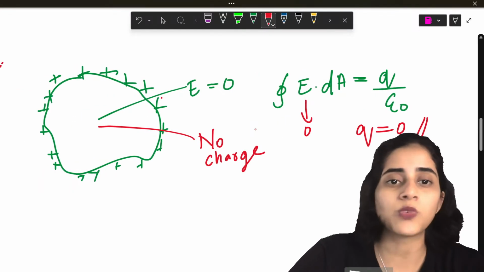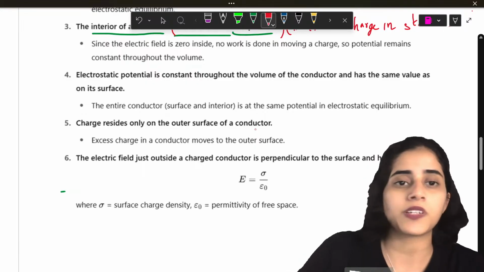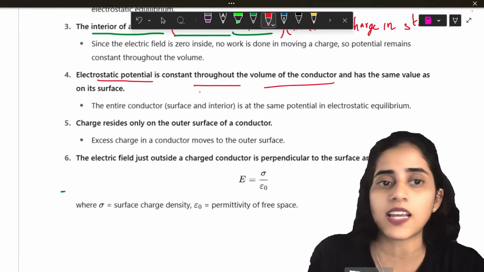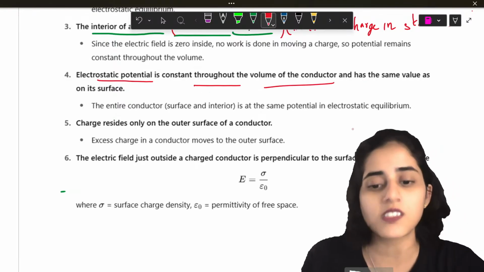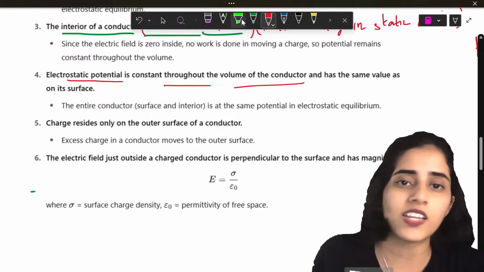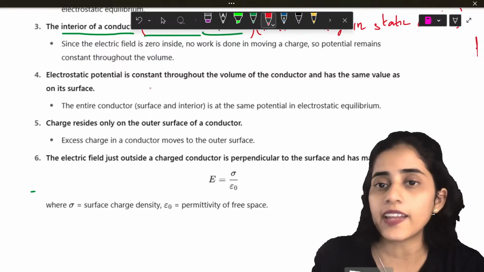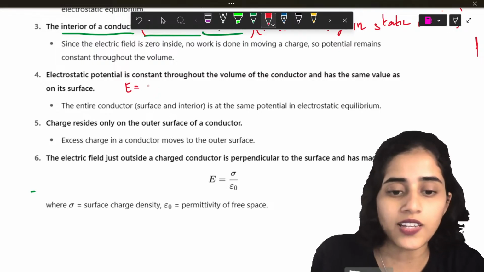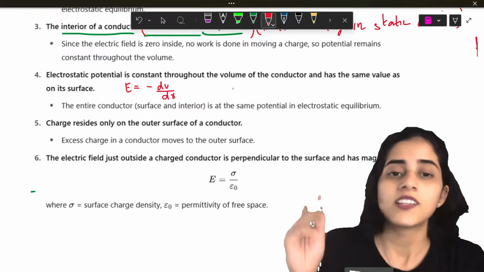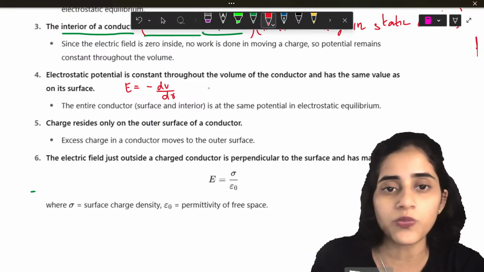Now let's move on to the next property. The next property is that electrostatic potential is constant throughout the volume of the conductor and has the same value as on its surface. For this it's very easy. We can use this law relating electrostatic potential and electric field: E is equal to minus dV by dr. We derived this formula in the previous class. Inside a conductor, what is the electric field? The electric field is zero.